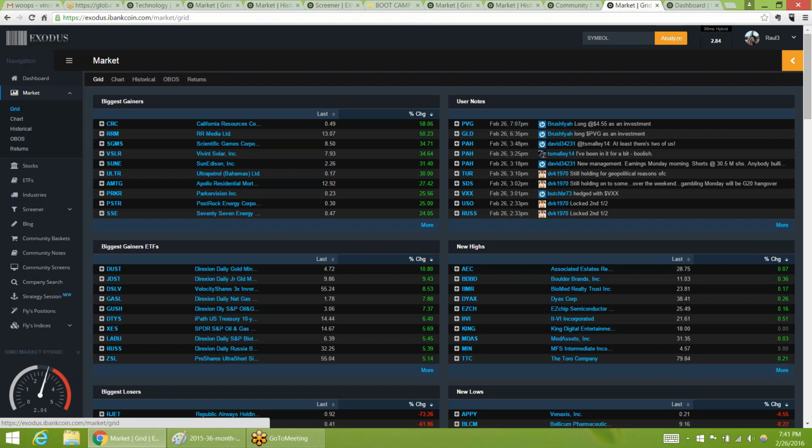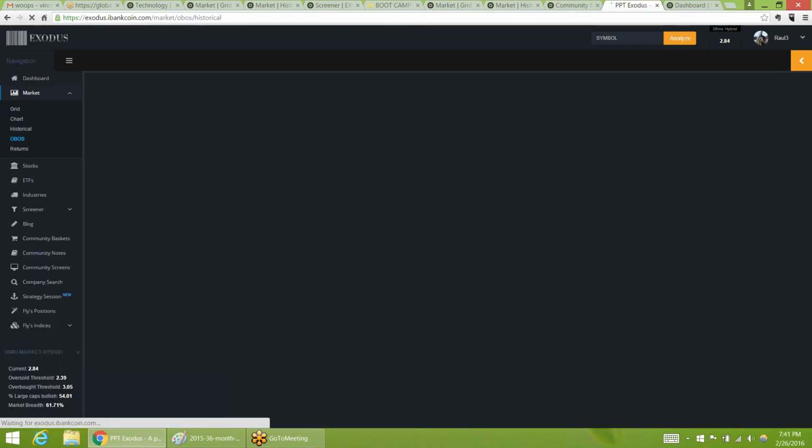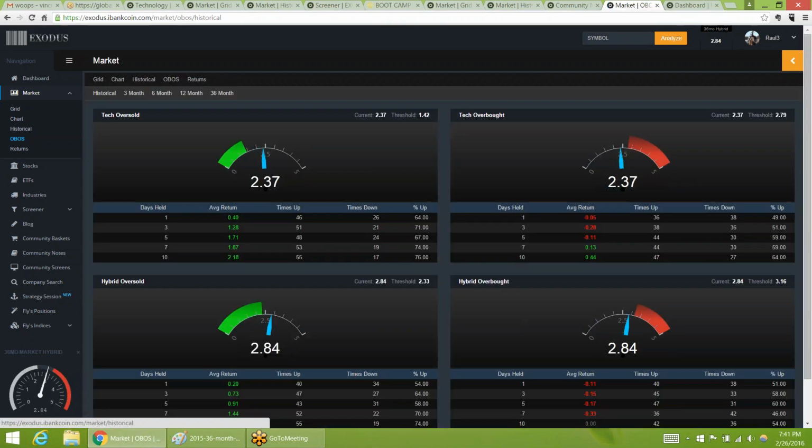So I showed you guys how the thresholds automatically adjust on the mother algo, the macro algo. I showed you guys how to build some basic screens, and how to look for a common thread in what's working. And we've looked at some of the baskets, we've looked at some of the fly indices, we've looked at the community notes.